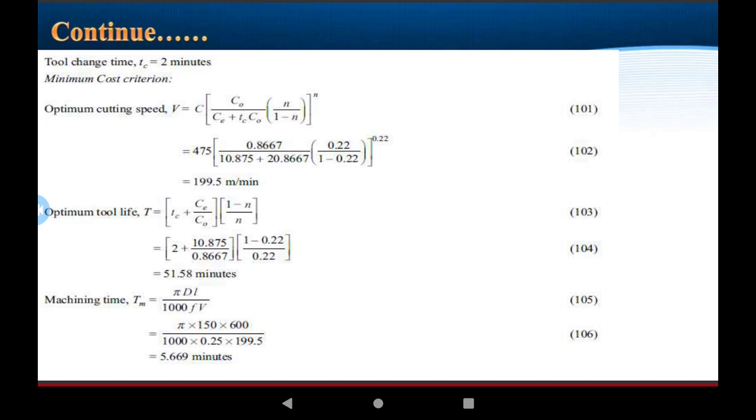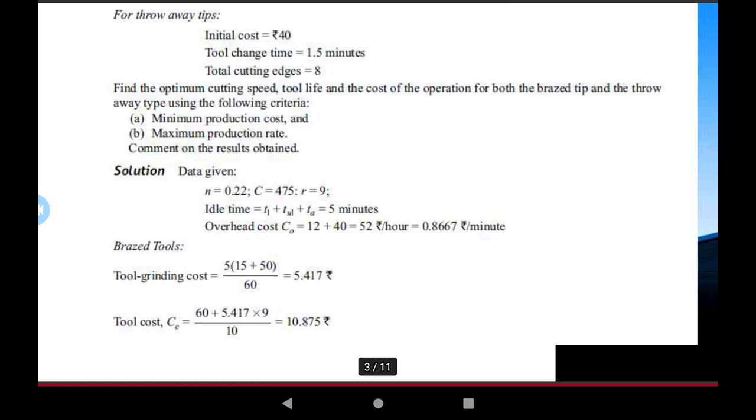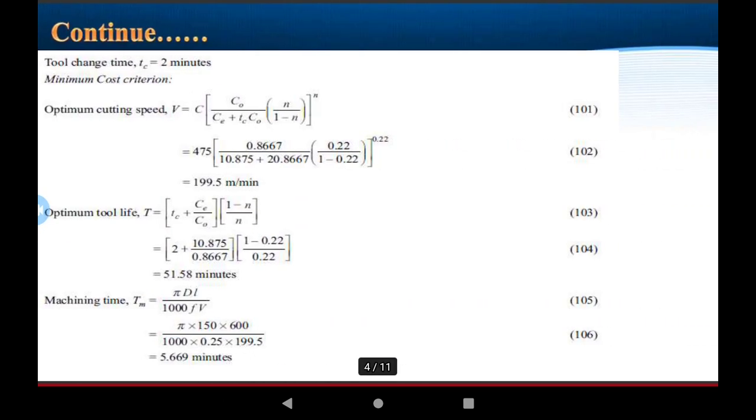The value is 10.875 plus 2 times 0.8667, which is 20.8667. Putting the value of n, 0.22 upon 1 minus 0.22, to the power n, 0.22, the optimum cutting speed V equals 199.5 meters per minute. The optimum speed V equals 199.5 meters per minute.